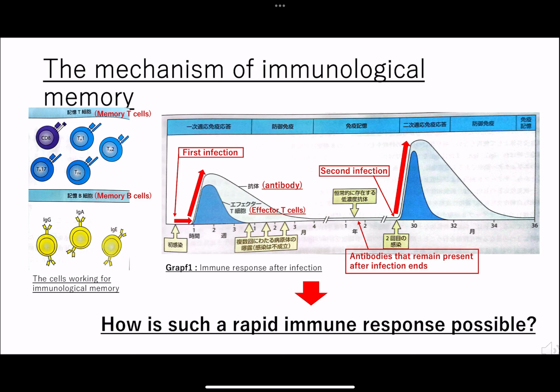The roles of immune memory are mainly played by memory B cells and memory T cells. As seen in graph 1, antibodies produced by B cells remain in the body in small amounts, even after the infection is terminated. This is to prepare the body for an immune response the next time the same pathogen invades. You can see that during the second infection, antibodies in effector T cells proliferate more rapidly than during the first infection. How is such rapid immune response possible?